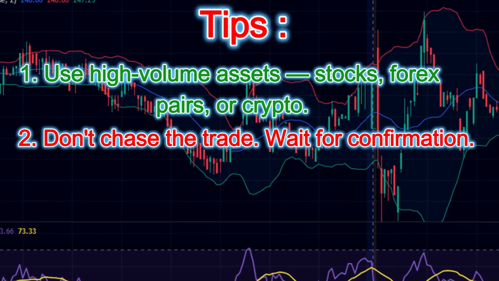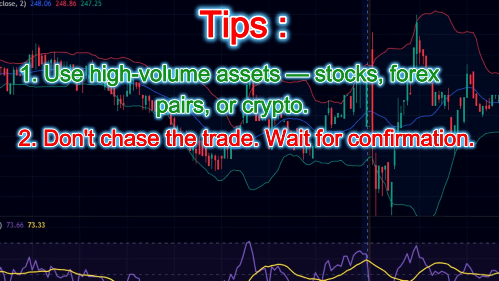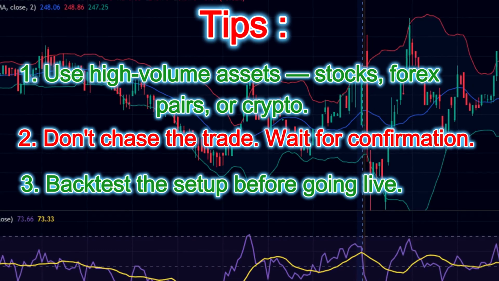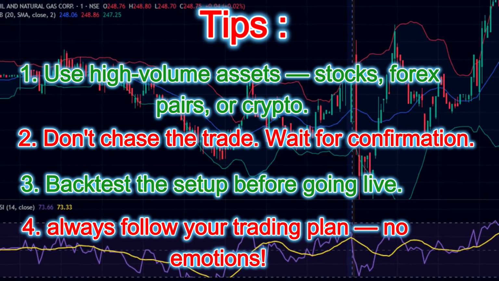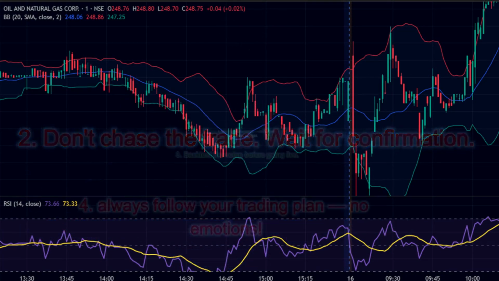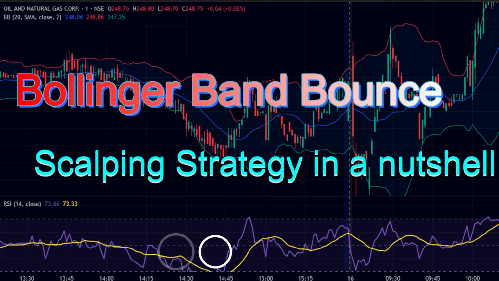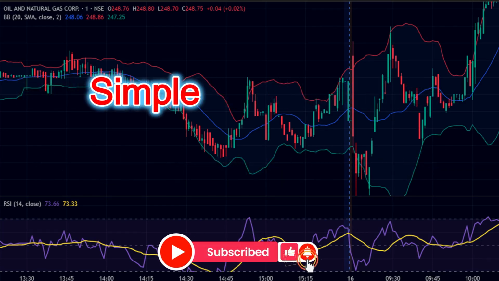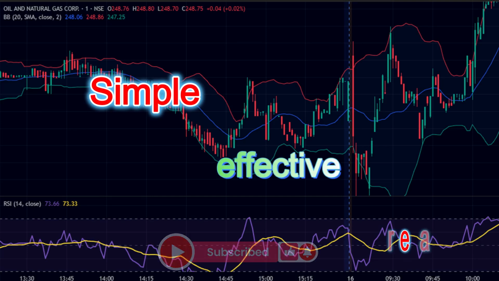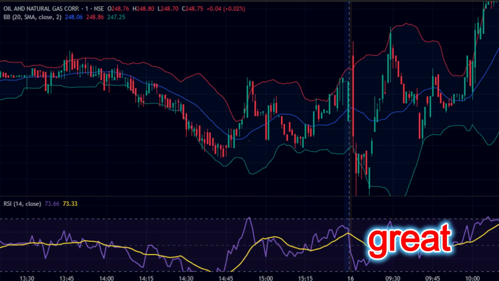Don't chase the trade. Wait for confirmation. Backtest the setup before going live. And always follow your trading plan, no emotions. So that's the Bollinger Band bounce scalping strategy in a nutshell. Simple, effective, and great for quick trades when the market is ranging.